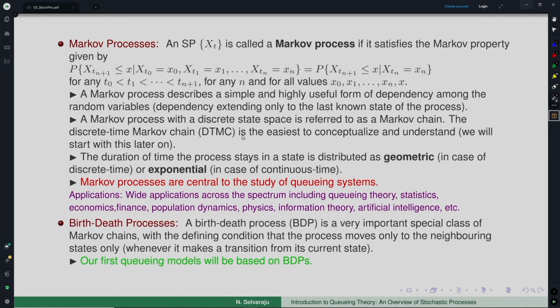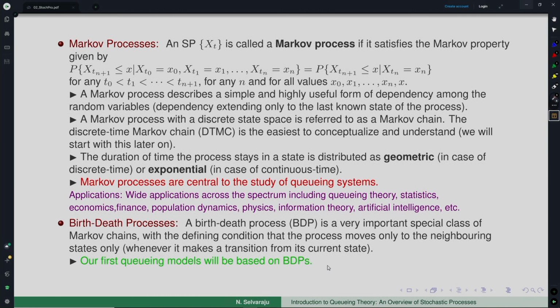That is, you have a state space in an ordered manner, and whenever the process makes a move from one time to the next, it moves only to the nearest neighbor states. That is a restriction that we are imposing on the movement, and then you get what we call a birth-death process. Our first queuing models will be based upon these birth-death processes. The whole of maybe about 2 weeks that we are going to spend on different models will be based upon this birth-death process.